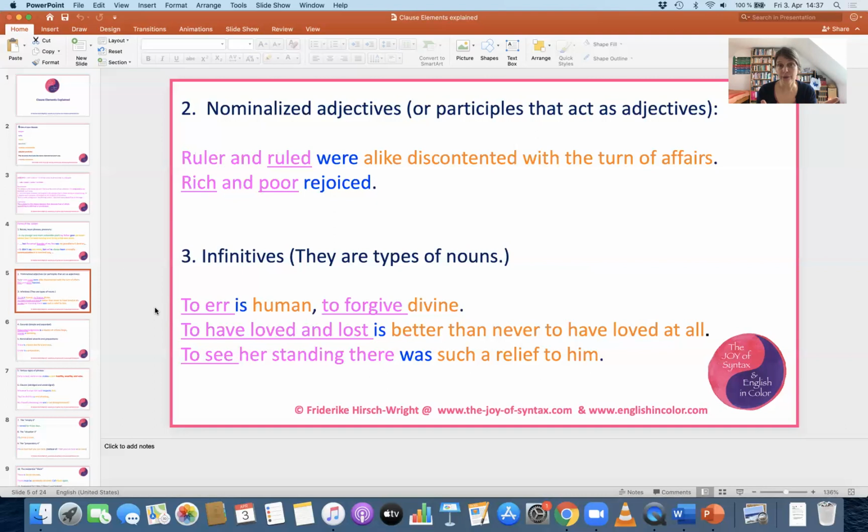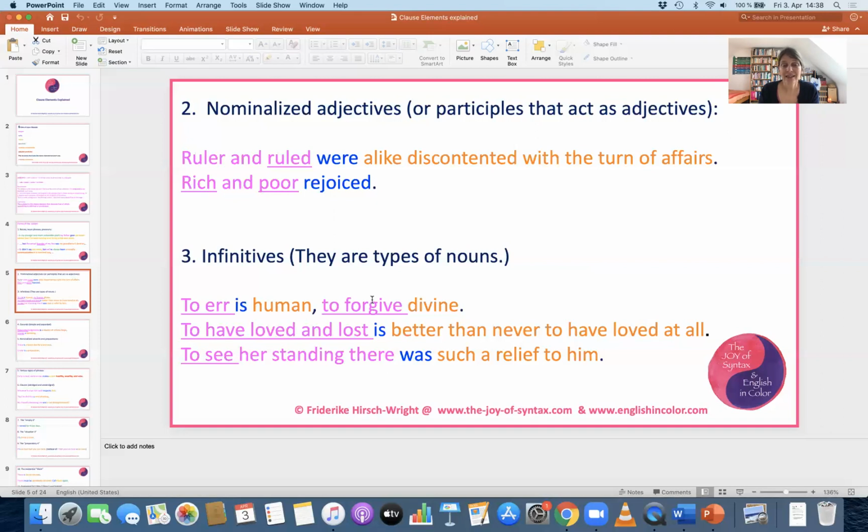To err or to err, both pronunciations are correct. To err is human, to forgive, divine. Very famous quote. And here we have ellipsis. There could be to forgive is divine, but it's much more snappy and interesting if we leave out the verb. But that's a story for a different video. So we have 2 basic infinitives serving as the subjects of the respective main clauses in which they occur.